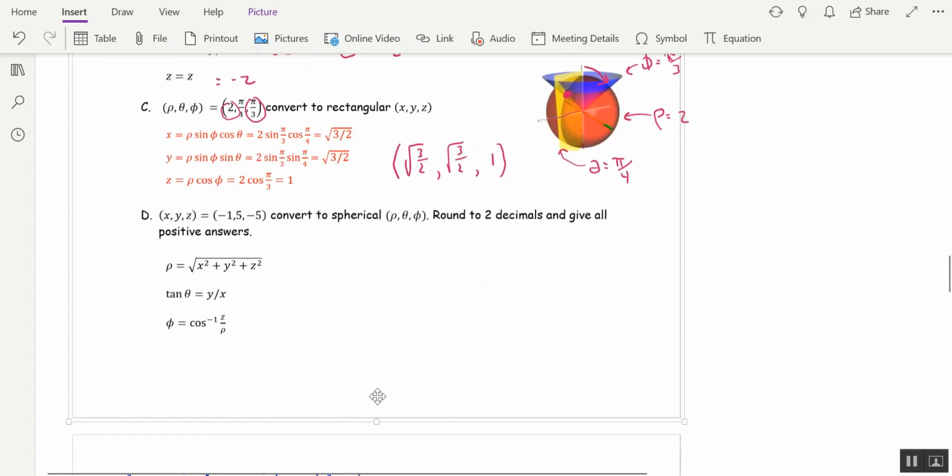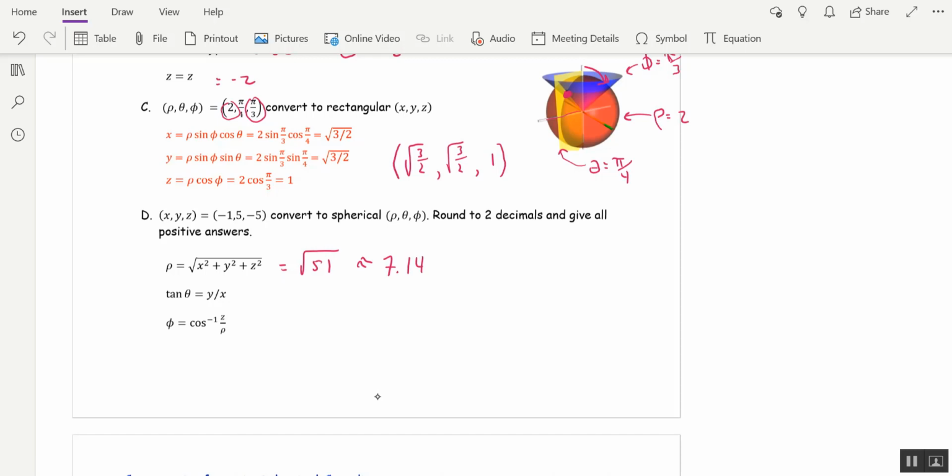Again, this came from MyOpenMath, and so they want decimals, which I don't like, as you know, and positive values for theta. Rho is always positive, but theta can be positive or negative. They want positive. We do the square root: 1 plus 25 plus 25, square root of 51, and that's about, I did this before, 7.14. All right, tangent theta is y over x.